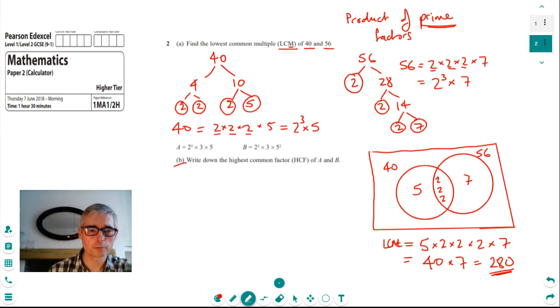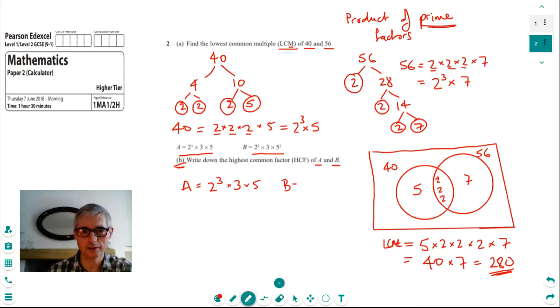So let's look at part B now. Write down the highest common factor of A and B. If A is 2 cubed times 3 times 5, and B is 2 squared times 3 times 5 squared. I'll just write them again because that looks quite small print. So there we go, 2 cubed times 3 times 5, and B is 2 squared times 3 times 5 squared.